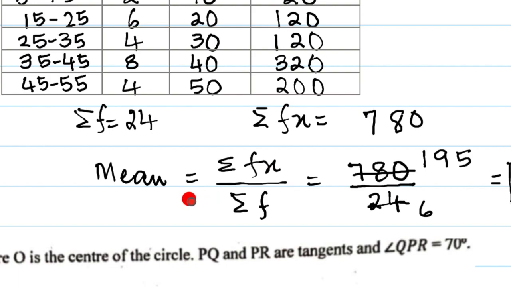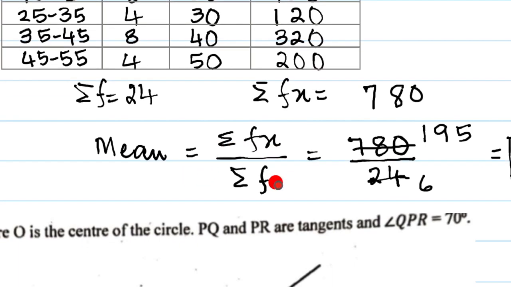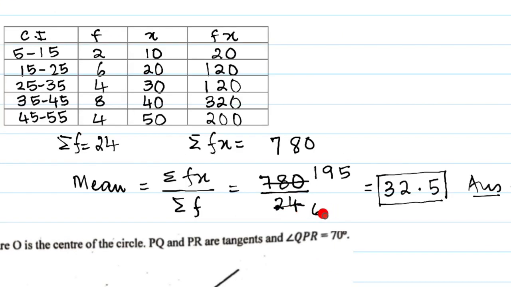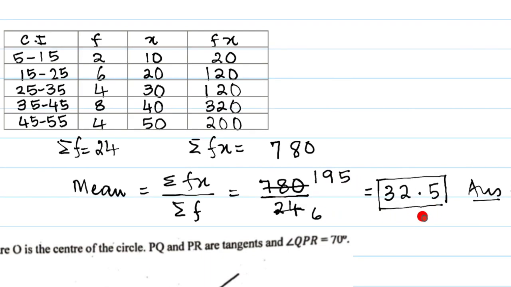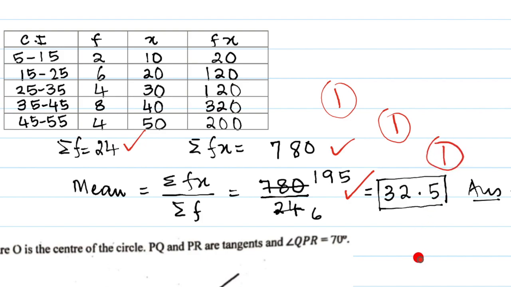And so we have mean equal to sigma fx upon sigma f, which is 780 upon 24. Cancel it by 4. So 195 upon 6, and we get our answer as 32.5. So to get this 1 mark, to write the formula, and to get this will be the 3rd mark. So it's a 3-mark question.